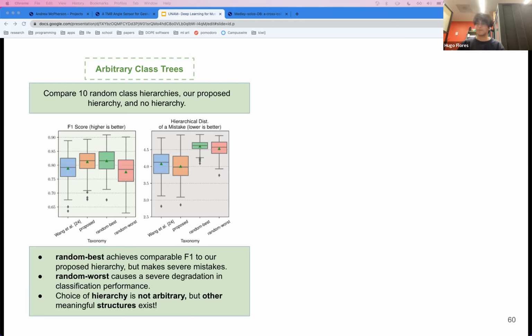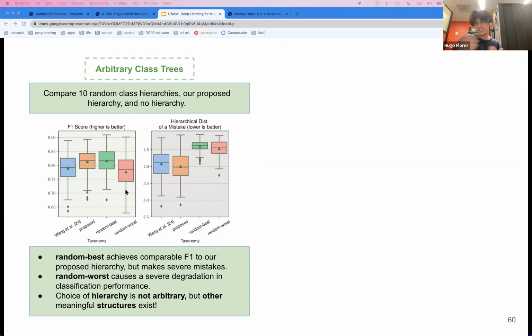And the way we tried it was we made 10 different random hierarchies and trained a model on each of them. And we just picked the best performing one and the worst performing one, and that's what we're showing you here. So here's the baseline. This is the one we propose. This is our model. This is the best random hierarchy, and this is the worst performing random hierarchy. So it was kind of a surprise that we found out that the best performing random hierarchy, just like random combinations of instruments, did just as well as our proposed hierarchy.